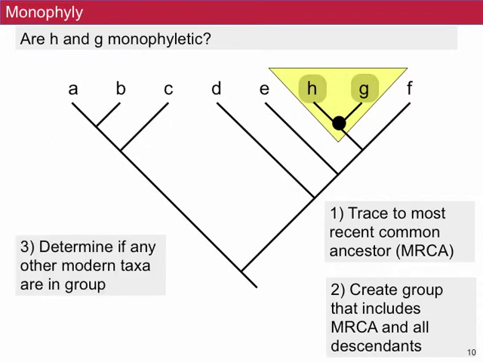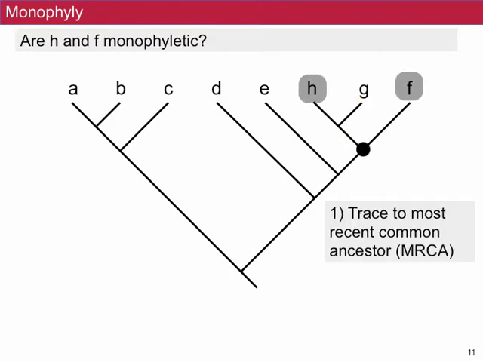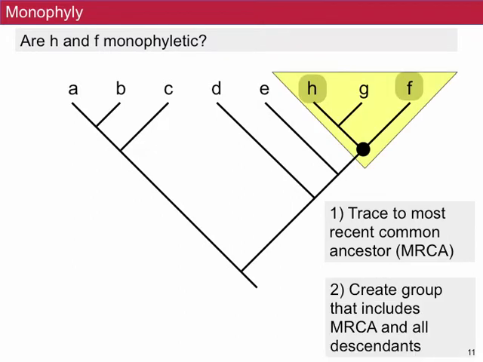Okay. So then, you can extend that to saying, are H and F monophyletic? You do the same thing, you find their common ancestor. And for this particular tree, if we knew that G existed and G was there, H and F are not monophyletic with respect to the other taxa that we're studying here, because we can't draw a grouping around them and exclude everything else.